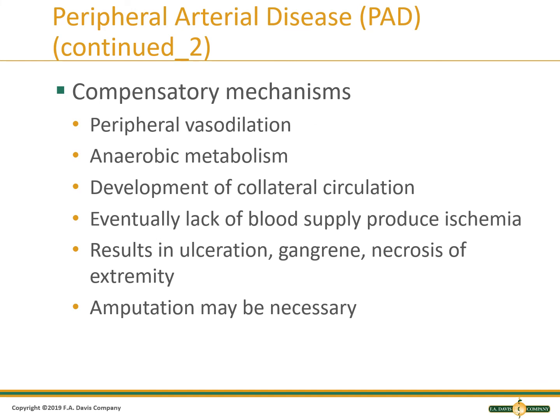The arterial system functions to deliver oxygen-rich blood to the vascular beds. Anything that impedes the flow can cause an imbalance in the supply and demand for oxygen. Other mechanisms in the body attempt to compensate for the reduced blood flow, such as peripheral vasodilation, anaerobic metabolism, and development of collateral circulation. However, these mechanisms are not intended to meet the body's ongoing supply needs. Eventually, the lack of blood supply gives rise to signs of ischemia, which, if left untreated, results in ulceration, gangrene, and necrosis. Amputation of the extremity may become necessary.